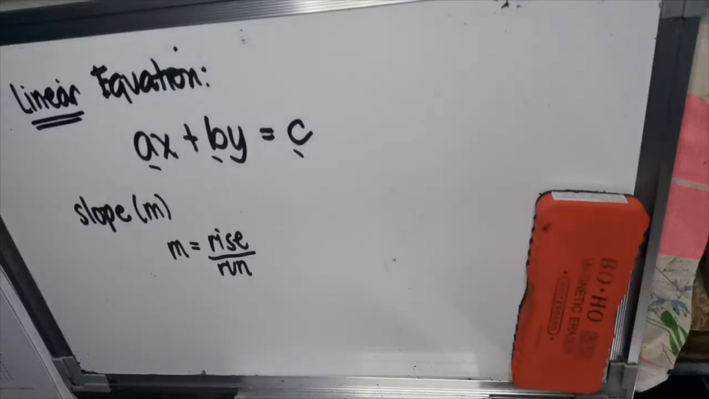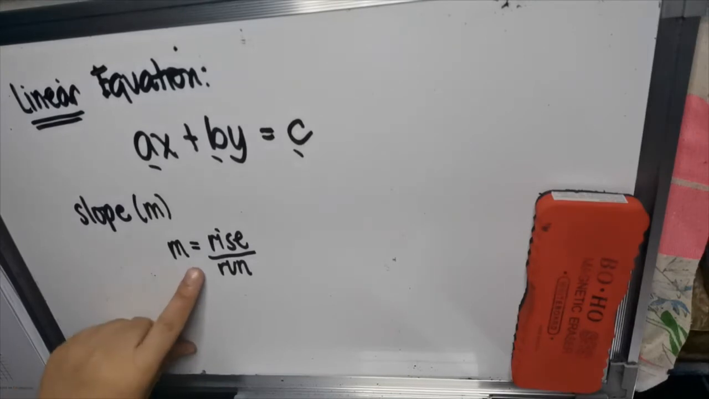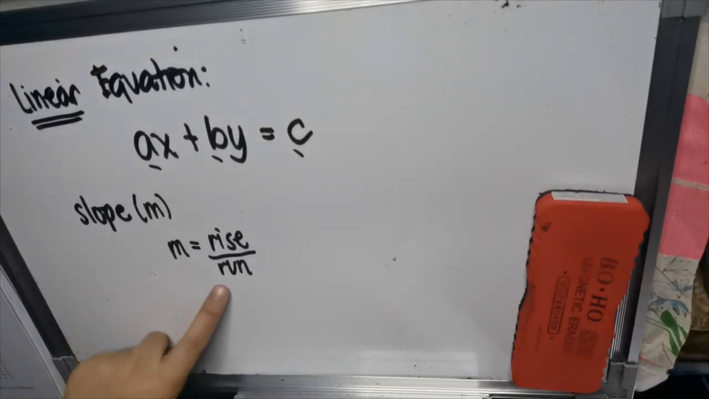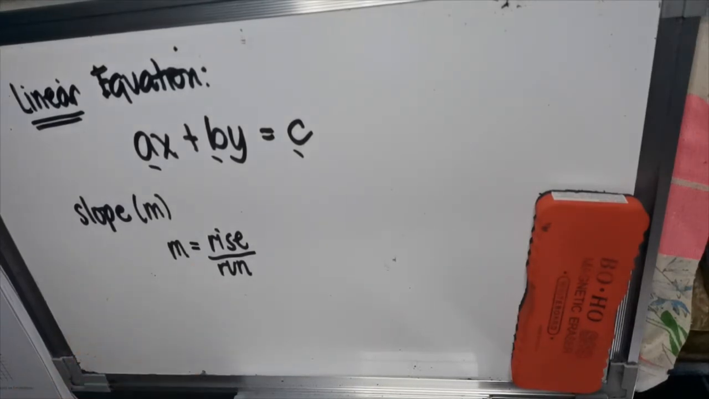Now, what if you're asked to find the slope of our graph? Pag sinabi nating slope, so this is the steepness of our graph. Ito yung direction ng ating graph. So that is simply rise over run. So how are we going to do that?